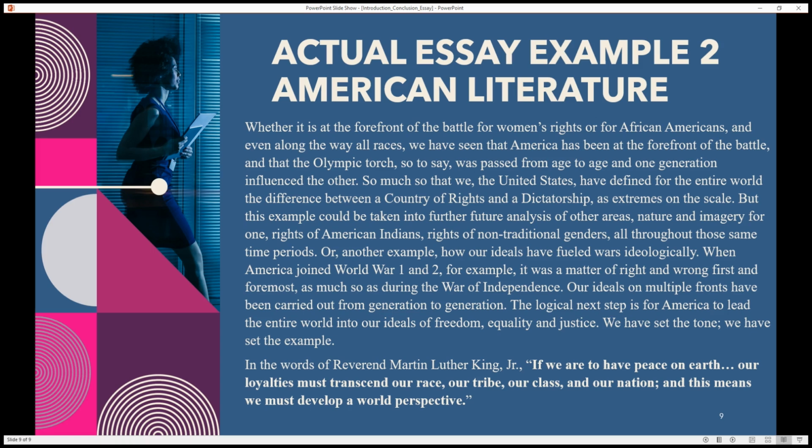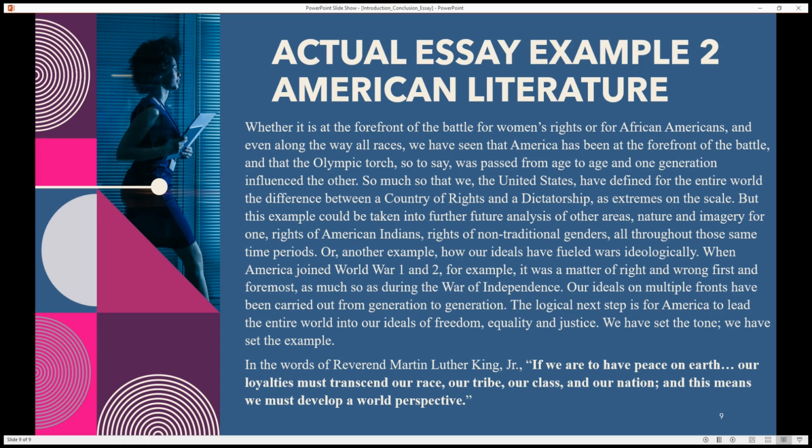So much so that we, the United States, have defined for the entire world the difference between a country of rights and a dictatorship as extremes on the scale. But this example could be taken into further future analysis of other areas: nature and imagery for one, rights of American Indians, rights of non-traditional genders, all throughout those same time periods. Or another example, how our ideals have fueled wars ideologically.